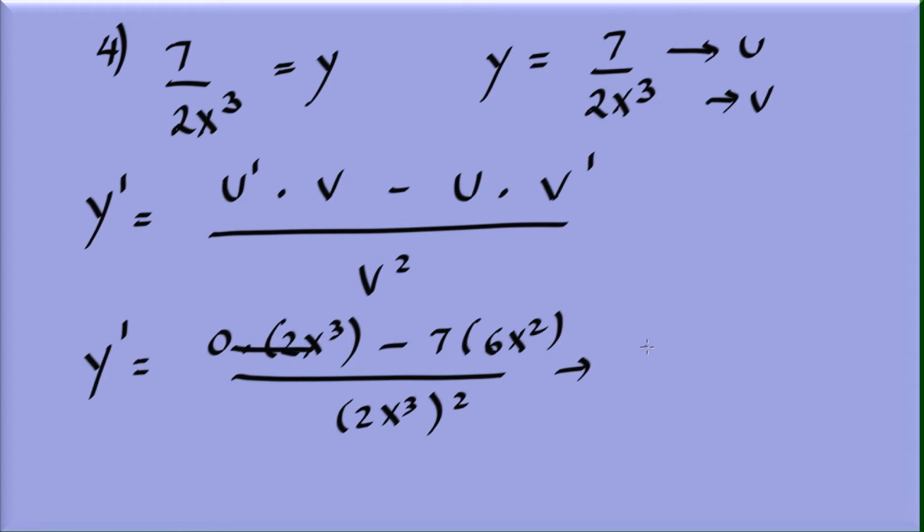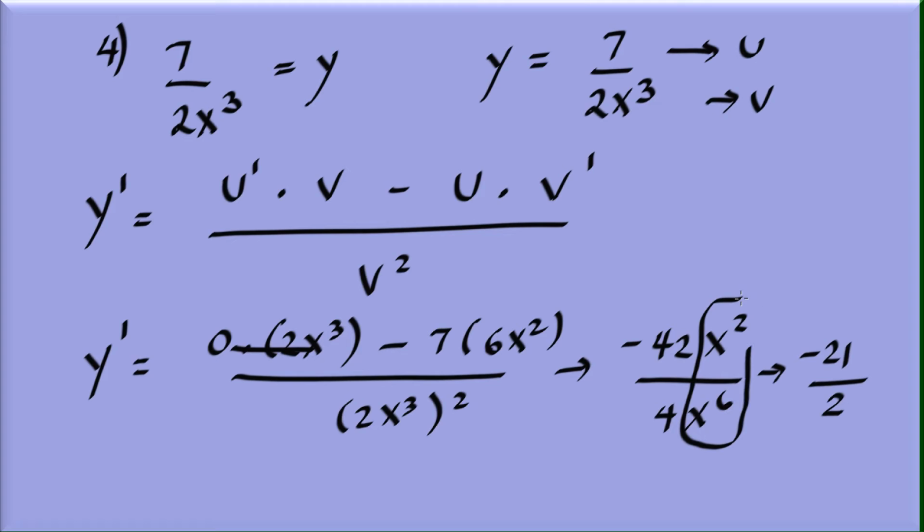Simplifying, so this becomes 0. That's negative 42x squared all over 4x^6. Now, 42 over 4 will be reduced to negative 21 over 2. And then this part over here, x squared over x^6, is going to give us this over x to the 4th. Okay, so this is exactly what we got using the reciprocal rule shortcut. Okay, let's look at number 5.